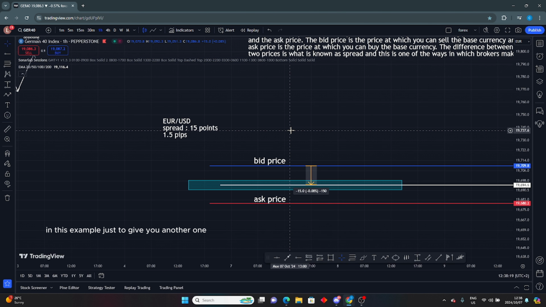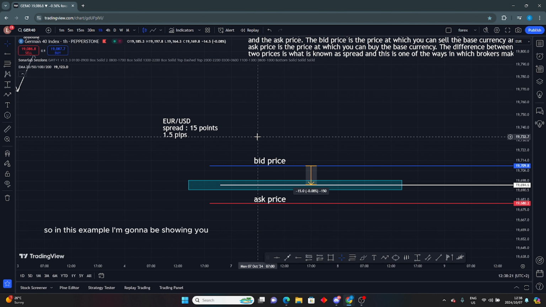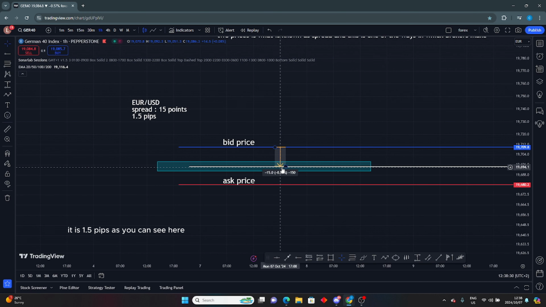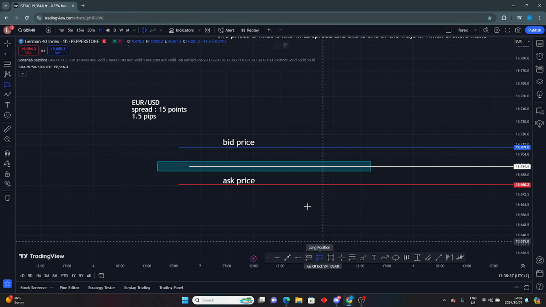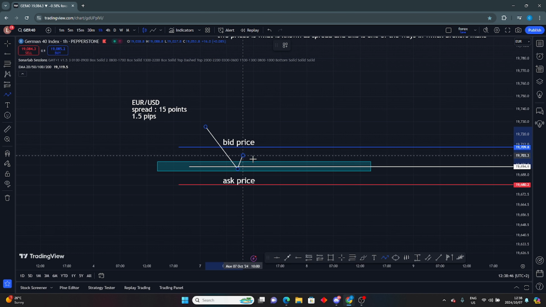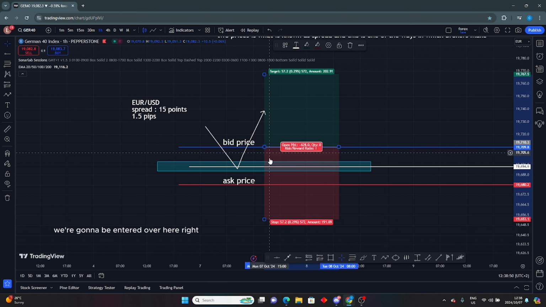In this example, we're trading EUR/USD. The spread is 15 points. Divide that by 10, it is 1.5 pips. As you can see here, this is 15 points currently. So if we had to enter the trade on a buy position, for example, let's say price pulls back into this area and we are looking for a buy, we are going to be entered over here, right?